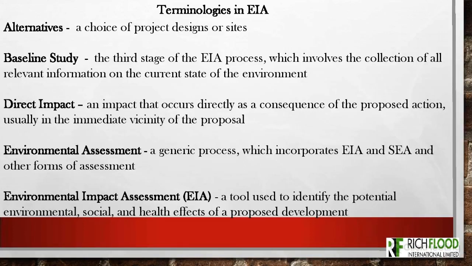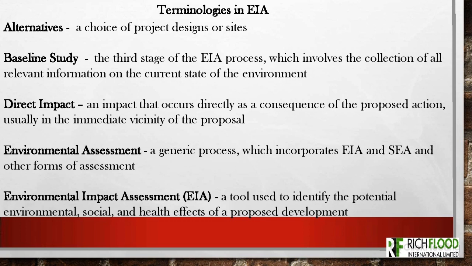Then we have baseline study. This is usually the top stage in the EIA process, and it involves collection of all relevant information on the current state of the environment. Baseline means the environment is yet to be tampered with. The project is yet to commence. We conduct the baseline study to assess the physical properties of the environment. Let us add documented information about the current state of the environment, because it is still going to be useful for us later in the future.